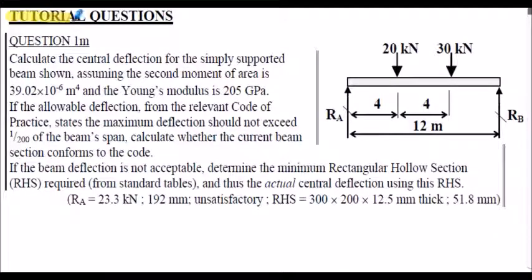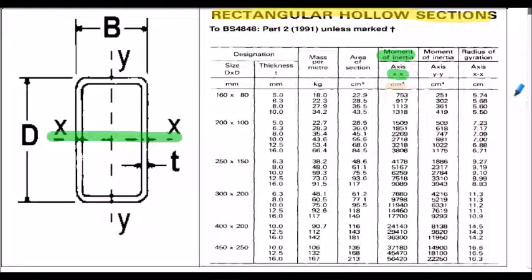I will leave you with some tutorial questions to attempt. It's question 1. We're asked to calculate the central deflection for the simply supported beam shown on the right hand side. This is a very similar beam configuration to what we looked at in a previous exercise, but I'll let you read the question at your own pace. The answers are shown in the brackets here. To answer the question in full, you'll need to make reference to this rectangular hollow section table, as you'll need to choose an appropriate RHS section to comply with the allowable deflection as stated in the question.